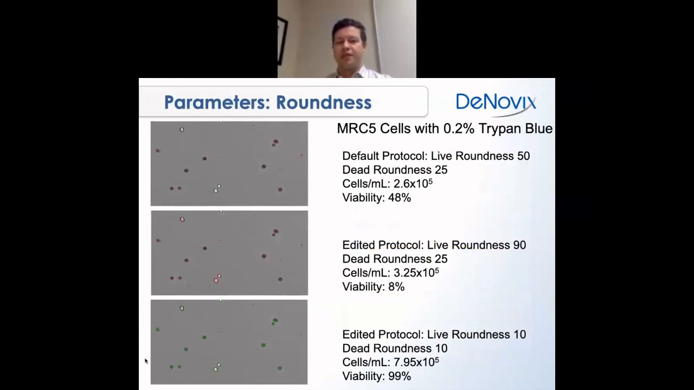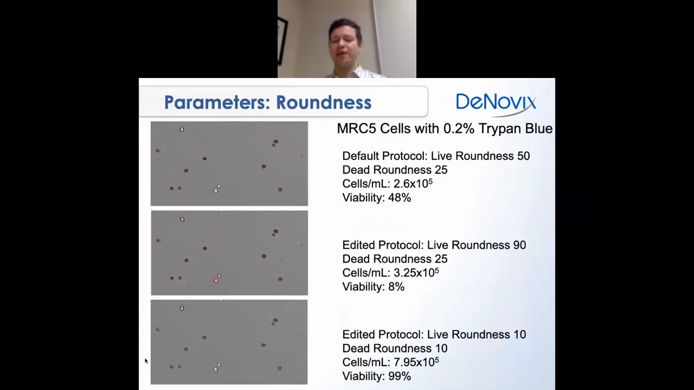So again, the default parameters, your live roundness is 50, so kind of right in the middle, and your dead roundness is 25. We tend to set that one lower for the default because dead cells tend to be less regular. So with the default protocol, again, this is the same sample, viability 48%, cells per mil about 250,000. When I bring that live roundness way up, I'm now biasing things away from being counted as live and biasing them towards being counted as dead.